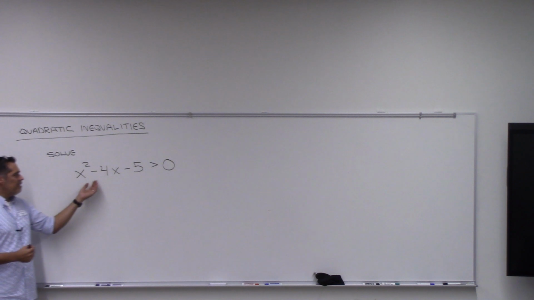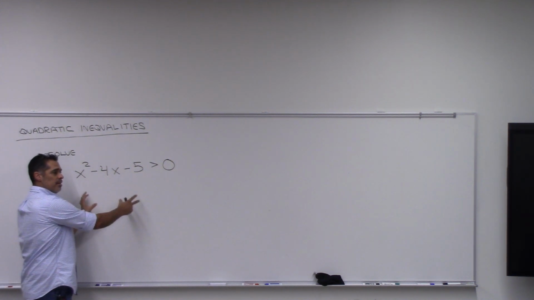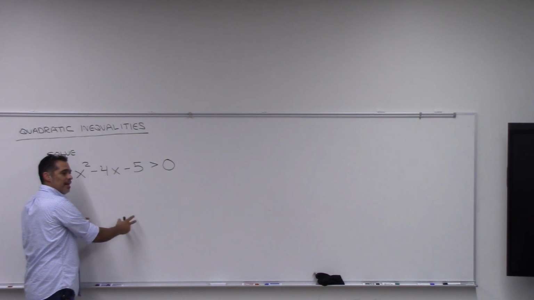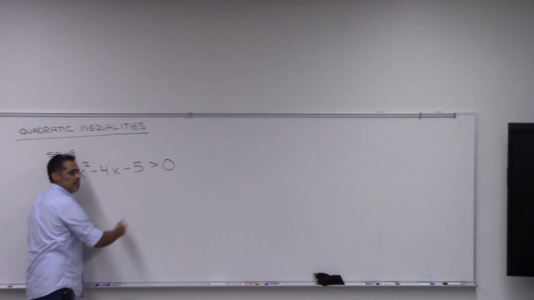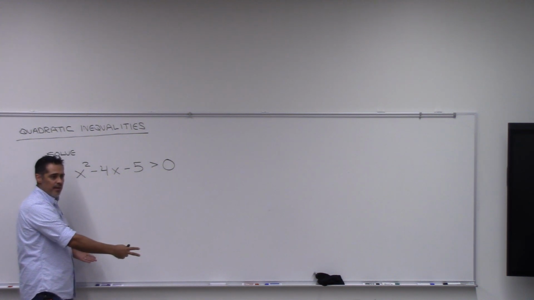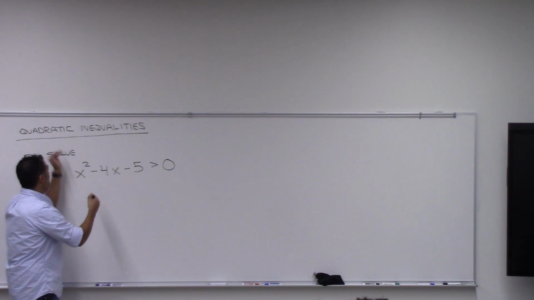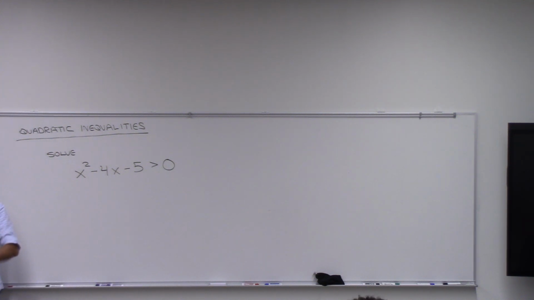What they do is they factor and they get 2 answers, and they just make both answers greater than 0, and that's wrong. You can't do that. So for quadratic inequalities, there is a set of steps, and I'm going to show you the steps.